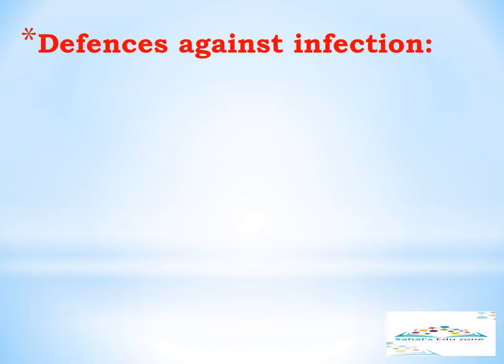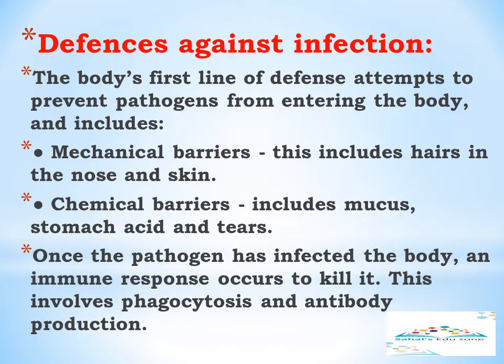Defenses against infection. The body's first line of defense attempts to prevent pathogens from entering the body, and it includes two barriers. One is the mechanical barrier and the other is the chemical barrier. Mechanical barriers include hairs in the nose and skin. Chemical barriers include mucus, stomach acid and tears.